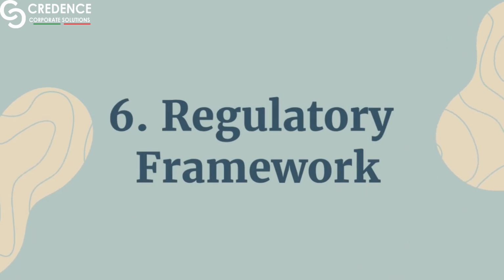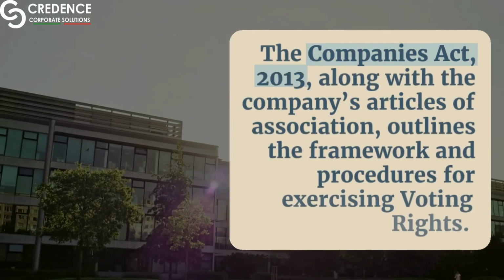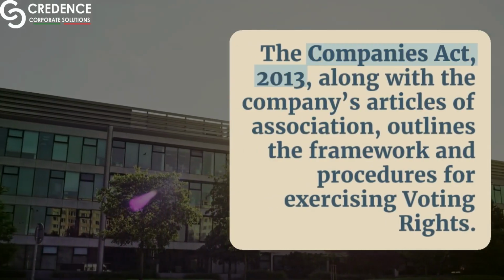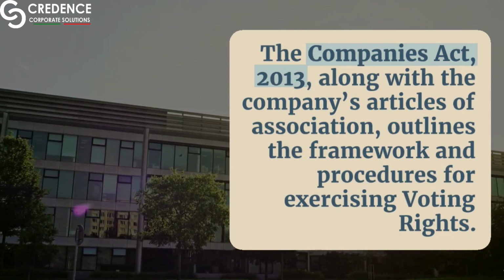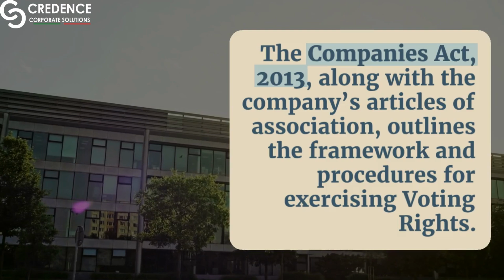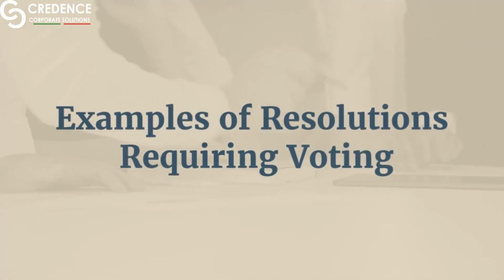6. Regulatory framework. The Companies Act, 2013, along with the company's Articles of Association, outlines the framework and procedures for exercising voting rights. Examples of resolutions requiring voting.